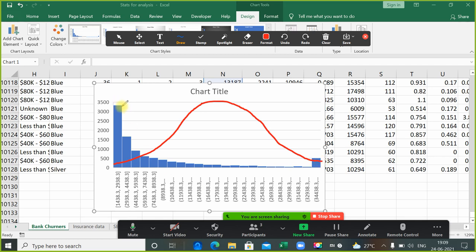But here it is distributed exponentially. This is called an exponential distribution.